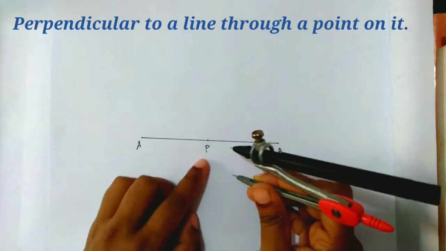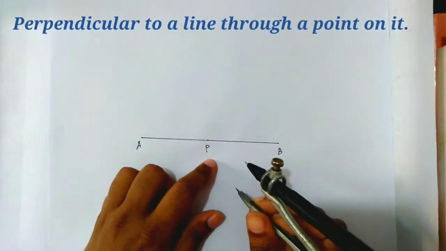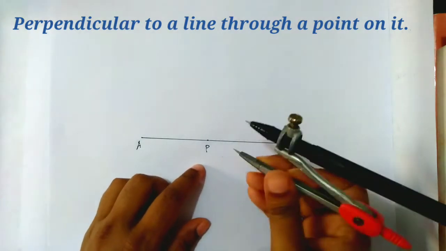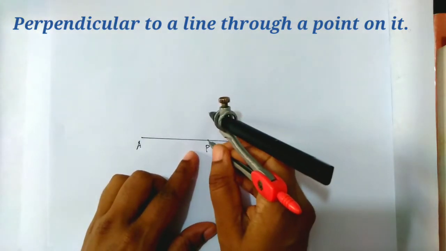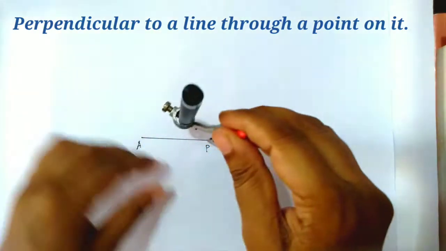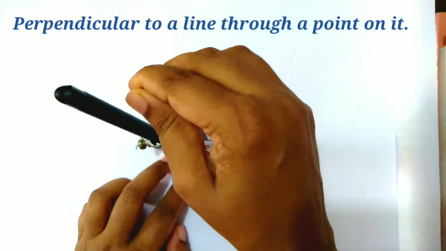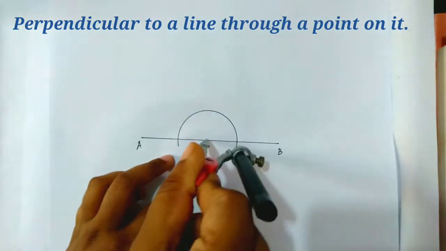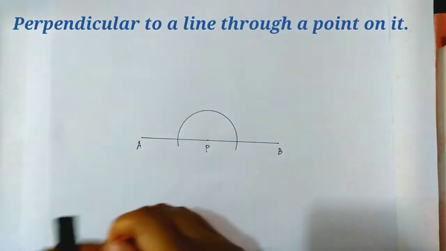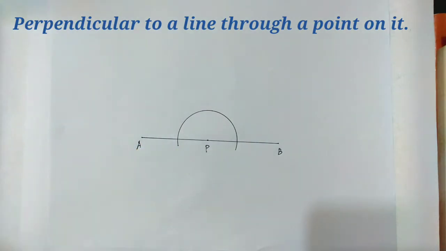Now we draw an arc from point P. So place the pointer at point P and we draw an arc with a convenient radius. The arc intersects AB line segment at point C.